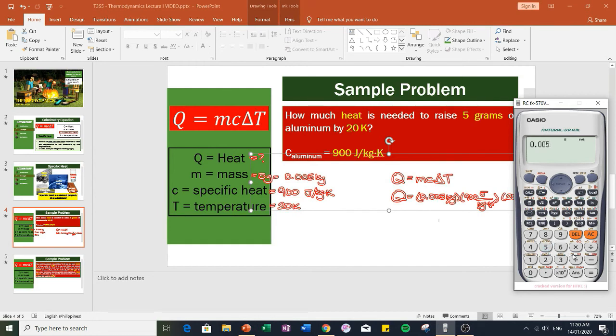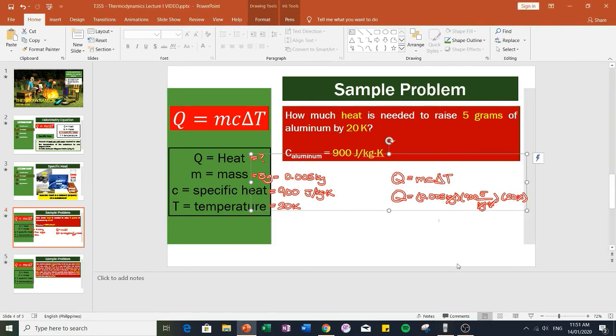So that would be 0.005 kilograms times 900 joules per kilogram Kelvin times 20 Kelvin gives me a value of 90 joules. So my final answer for this one should be 90 joules.